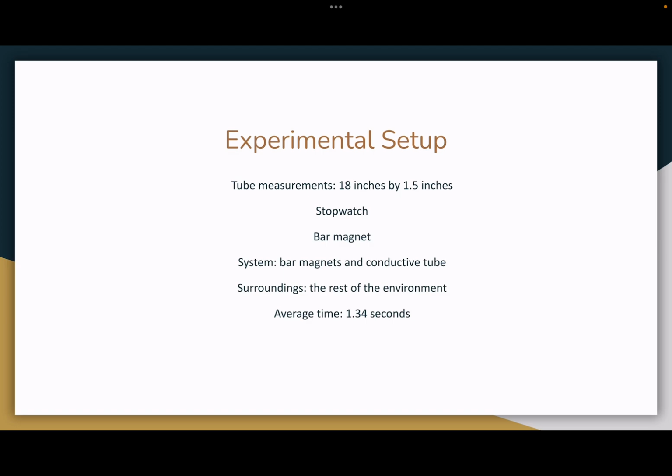For the experimental setup, the tube's measurements were 18 inches by 1.5 inches. We also used a stopwatch to measure the time it took the magnet to exit after dropping it into the tube. The magnet we used was a bar magnet, the system was the bar magnet and the conductive tube, and the surroundings were the rest of the environment. Again, the average time I calculated was 1 minute and 34 seconds.